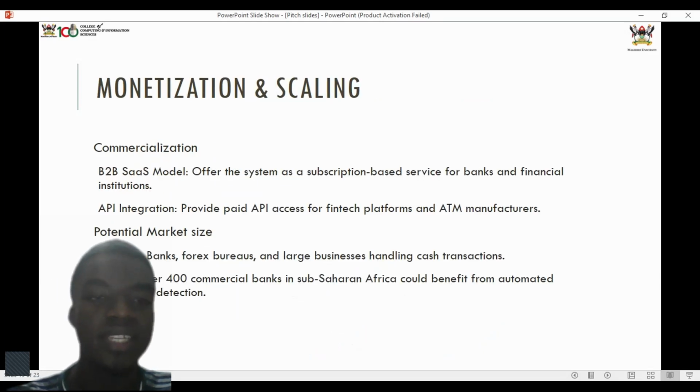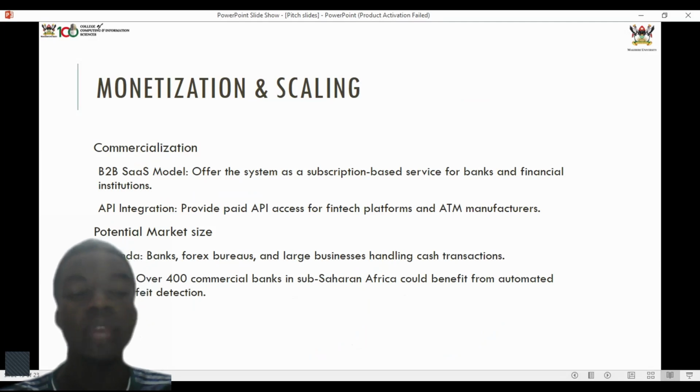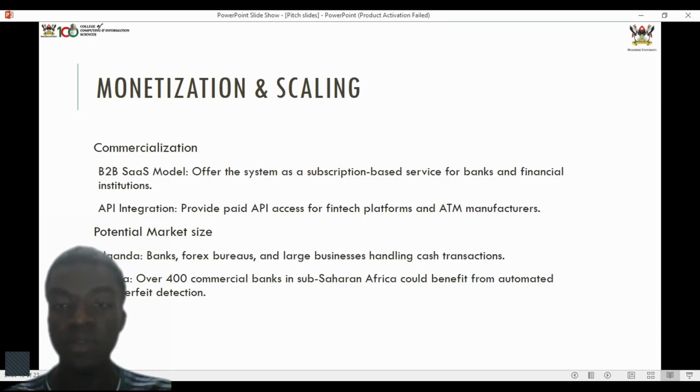Then the monetization and scaling. Of course, I'll be talking about commercialization. How shall we benefit from this? And what are our revenue streams? We are having the B2B, which is the business-to-business model. We believe we shall be benefiting from our system through subscriptions from banks and financial institutions that are willing to use it. And then we also have the API integration, whereby we shall be charging those people who want to use our APIs. For example, fintech platforms and ATM manufacturers who want access to our services, we shall give them the API, and then in return they'll pay us.